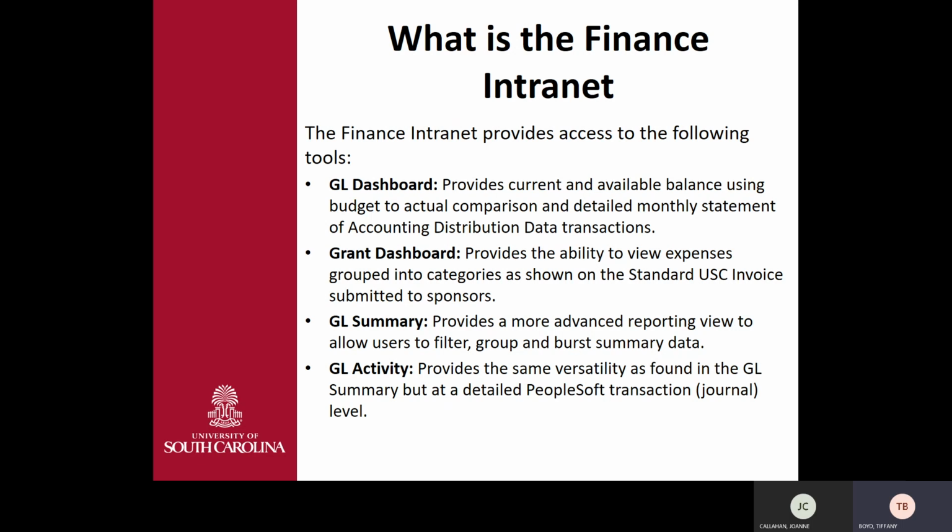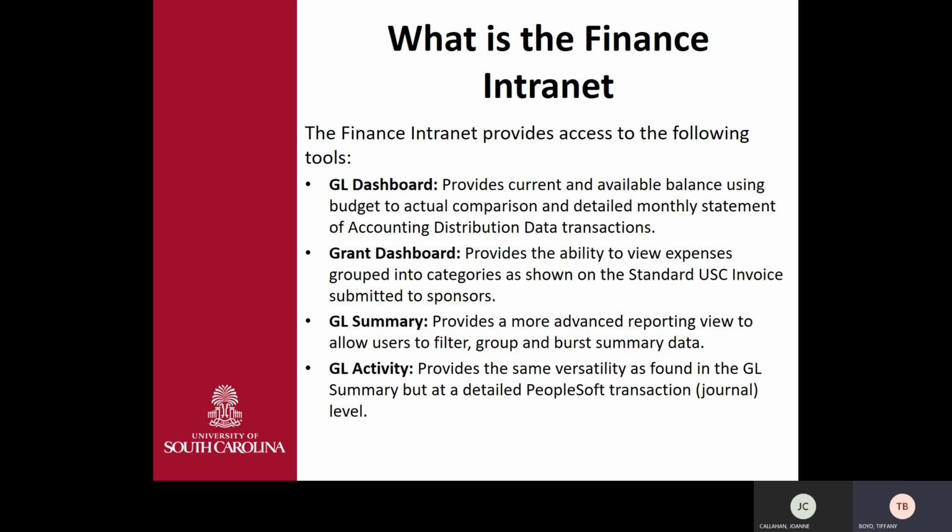You also have the Grant Dashboard, and this is the newest tool that's been created specifically for grants. Those are projects that start with a 1, located in what we call our USC SP business unit, and it provides the ability to view expenses grouped into categories as shown on our standard USC invoice that we submit to sponsors, unless of course the sponsor requires a unique invoice.